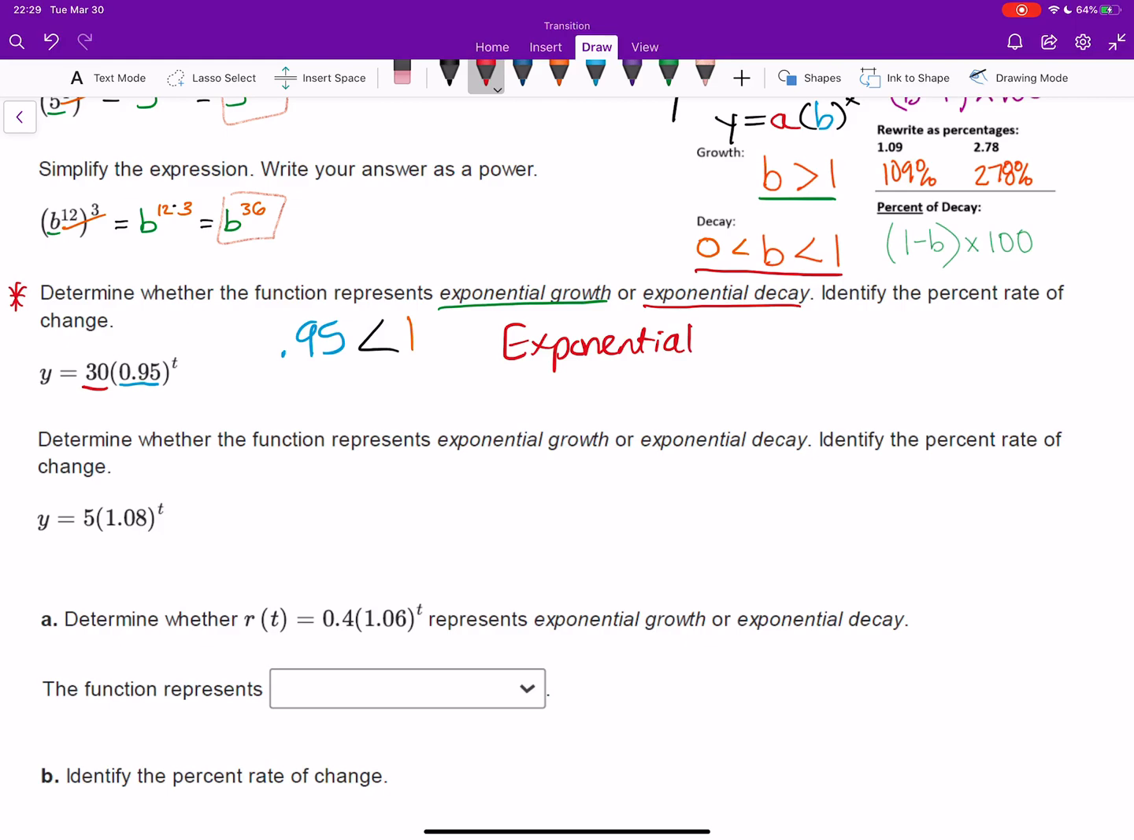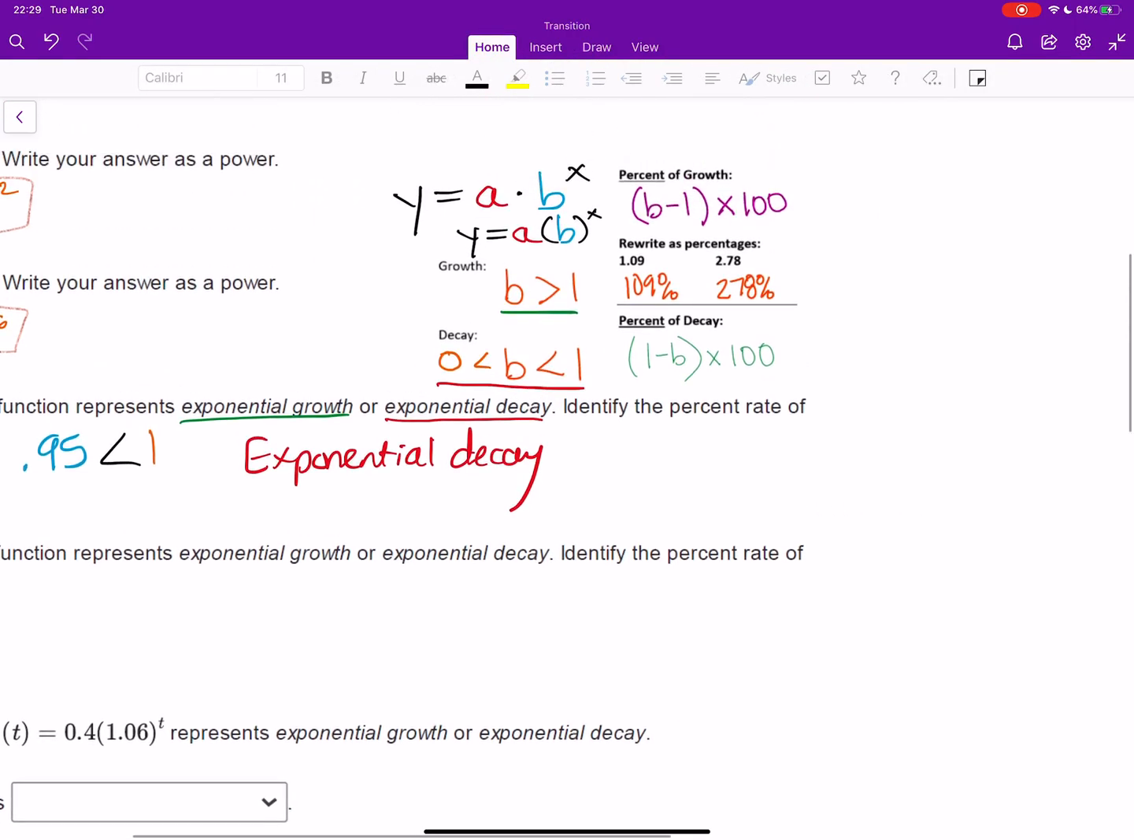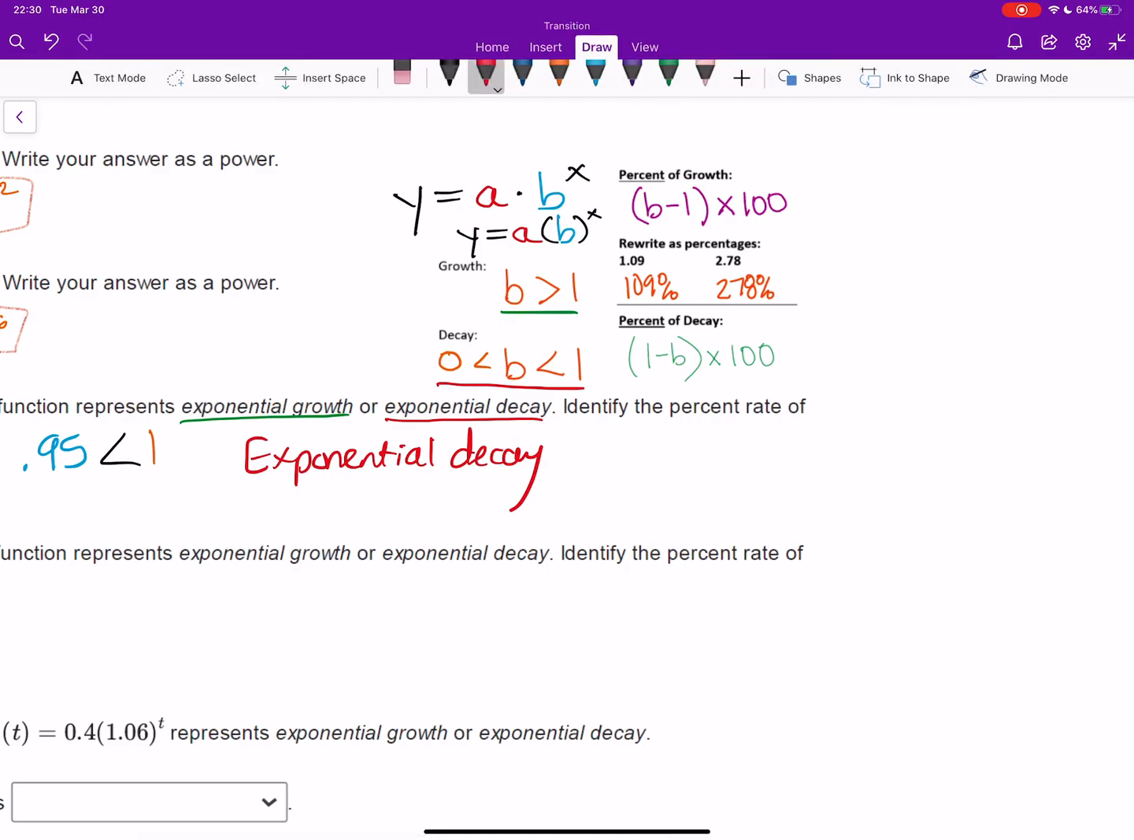On Big Ideas, there will be a drop down for you to select there. Now identify the percent rate of change. That's the second part. In order to do that, I need to use these formulas that I have here. So percent rate of change, or the percent of growth or percent of decay. You have to decide if you're working with a growth function or a decay function, because that changes what you're going to do.